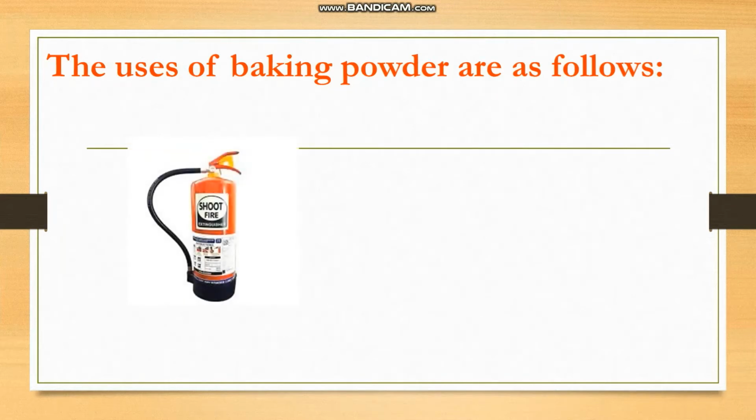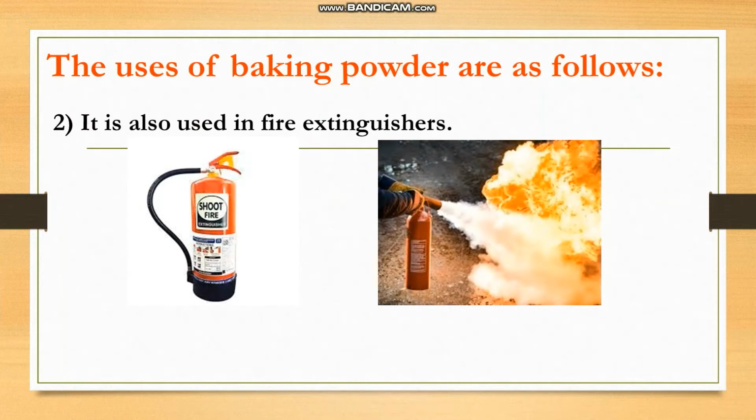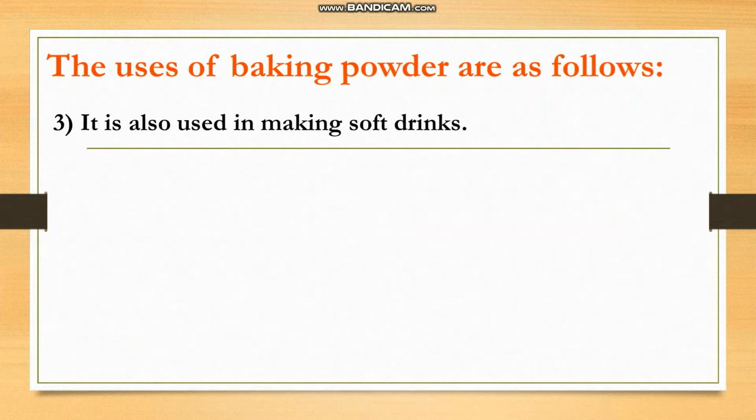Do you know the name of that device? Yes, it's a fire extinguisher. It is used to put out a fire. And one of the many chemicals used inside them, the baking powder is one of them. It releases carbon dioxide gas by chemical reaction which puts out the fire. It's also used in making soft drinks.